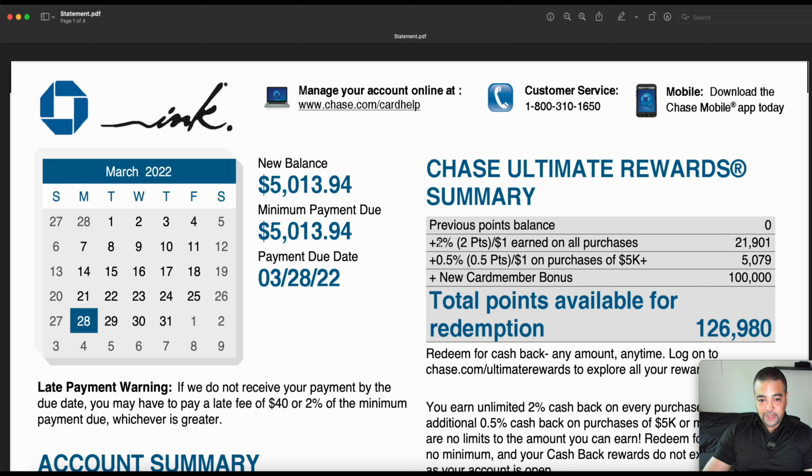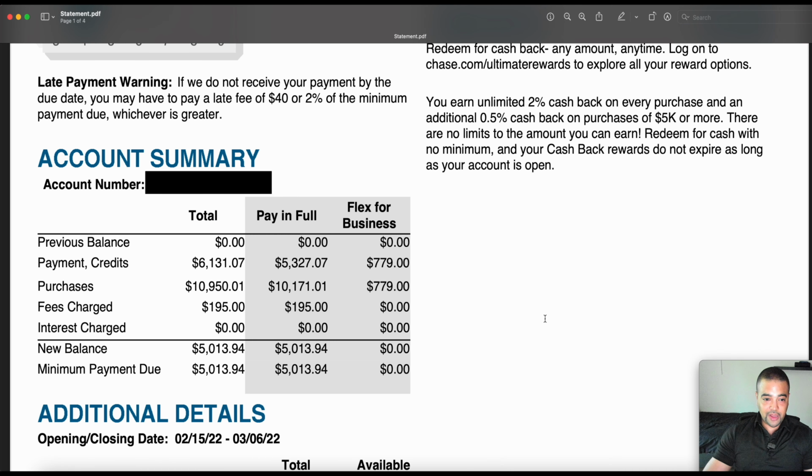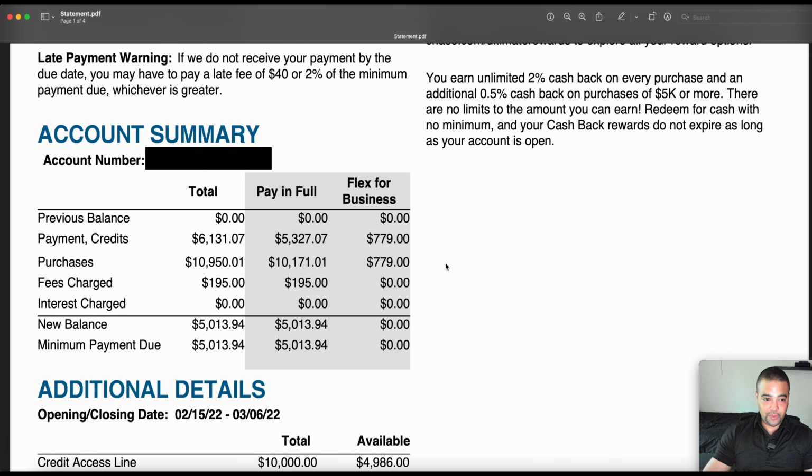So they added that in as well, which gives you your total points available for redemption of 126,980, which is not bad. This part here basically just tells you exactly what I just told you, so we don't have to go through that. Now, the account summary will make more sense when we go to the detailed version, but we'll run through this really quick because without context, it may be hard to get. So previous balance again was 0 because this is the first time I had the account open. Of course, I'm blacking out the account number.